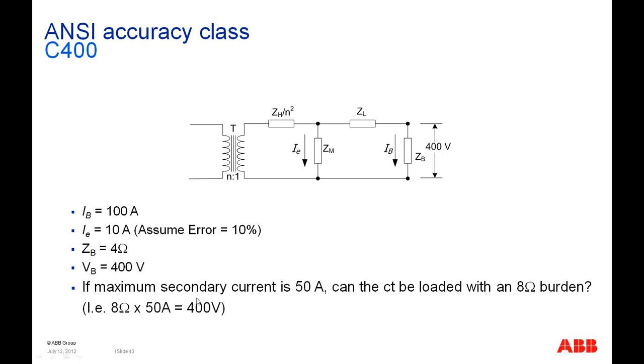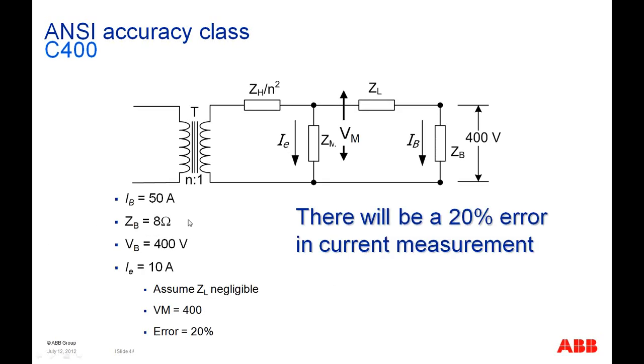So a question would come up: if I had a maximum secondary current of 50 amps, can the CT be loaded to 8 ohms burden? Because 8 ohms times 50 amps is equal to 400 volt amps. Well, the answer to that is no, because as soon as you say 400 volts, that means my exciting current is going to be 10 amps.